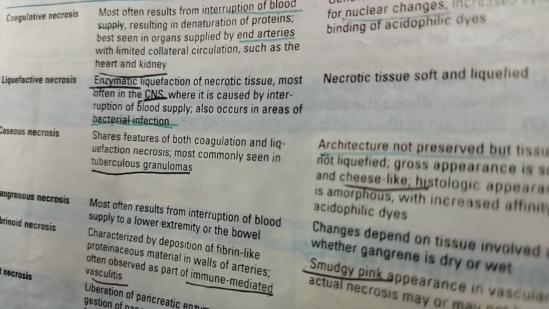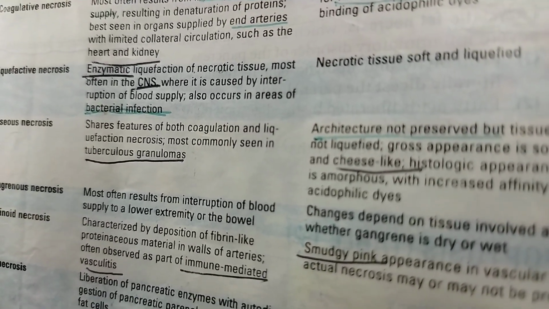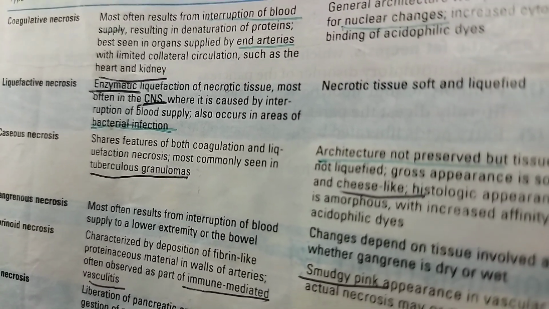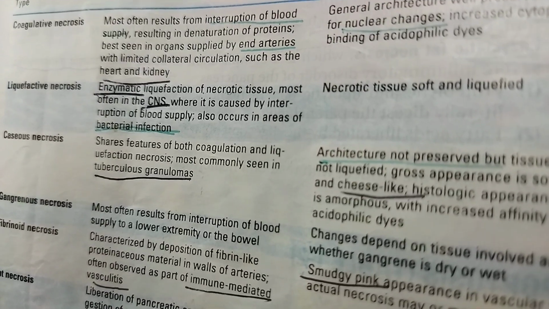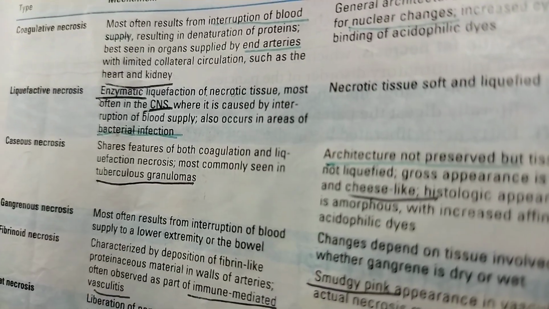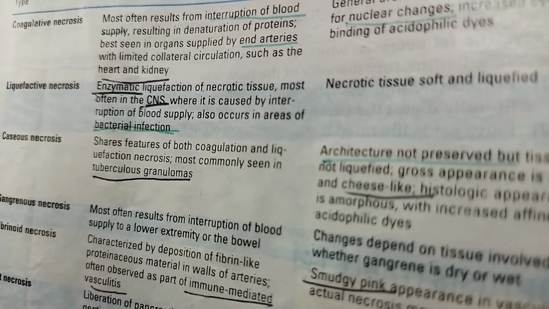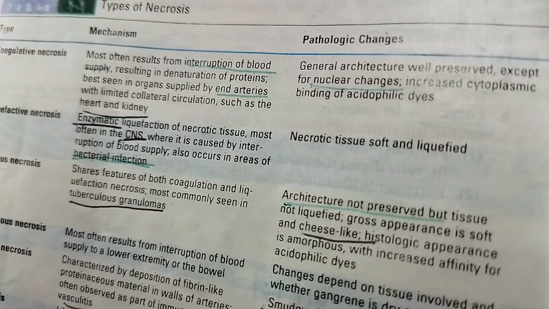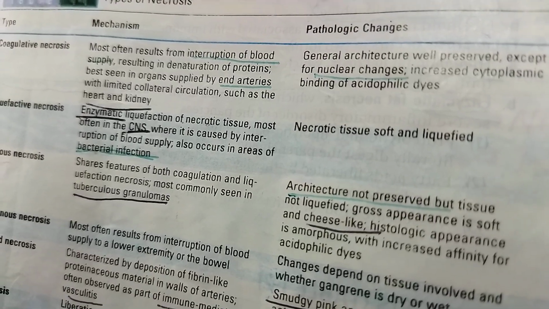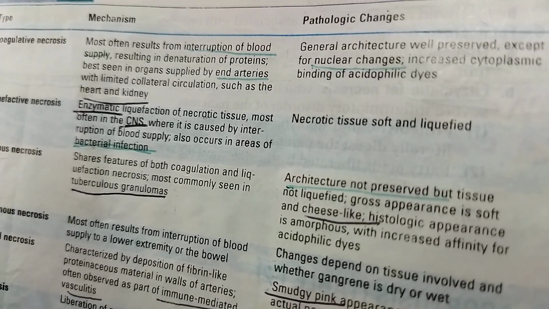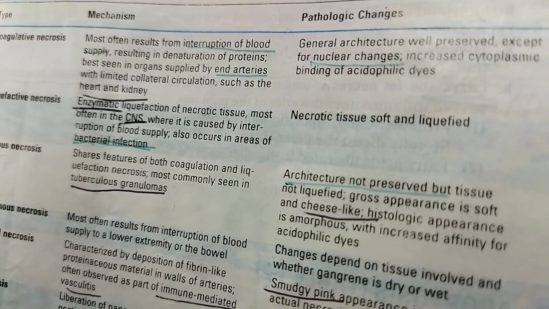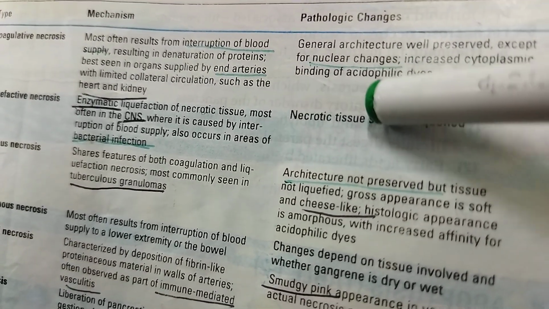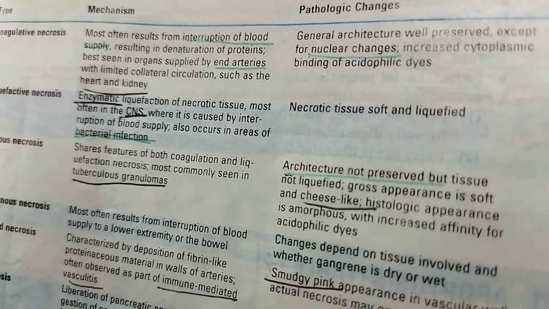We have already seen this in the third portion. Okay, there are other MCQs like that. Which organs have end arteries with limited collateral circulation? Then the answer will be heart and kidney. Okay, let's see the pathologic changes. General architecture well preserved, except for the nuclear changes. Increased cytoplasmic binding of acidophilic dyes. Okay, which type of dyes? We will take acidophilic, not basophilic dyes. Okay.